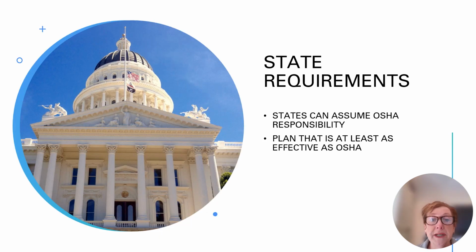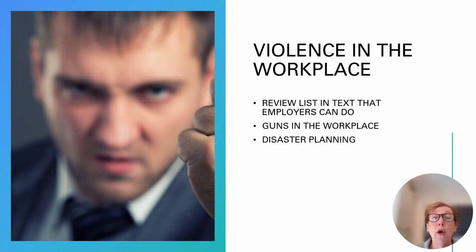States can assume responsibility for OSHA matters if the state develops a plan that is at least as effective as OSHA itself. We have already talked about workplace violence in previous chapters. Please review the list found in our text that employers can do to prevent workplace violence, including the section on guns in the workplace and disaster planning.